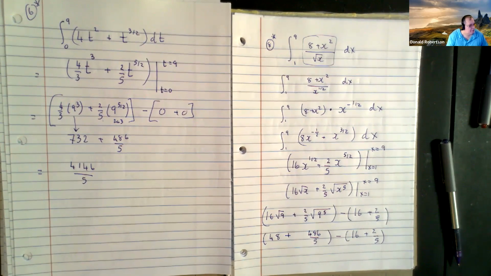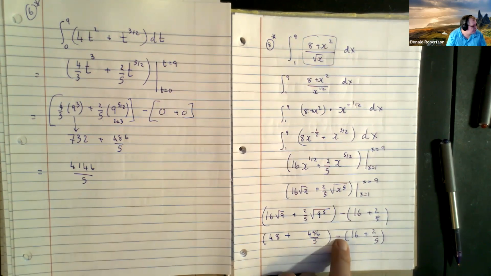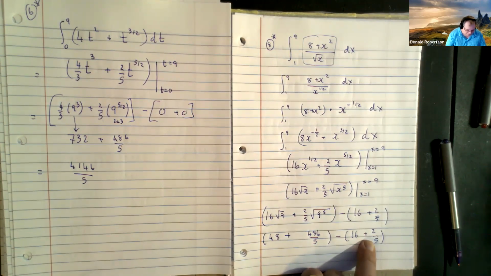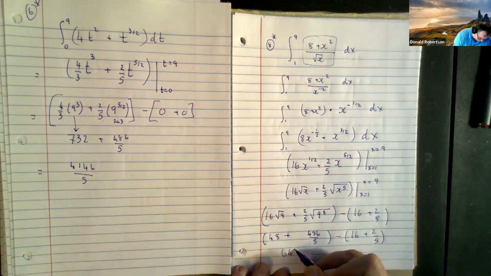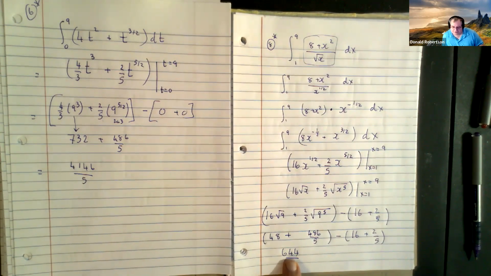And then at this point, I would just let the calculator finish it off for me. So it's going to be 48 add 486 fifths, subtract 16, and subtract 2/5. Then convert the answer into a single fraction, and it's 644 fifths. So this integral is 644 fifths.